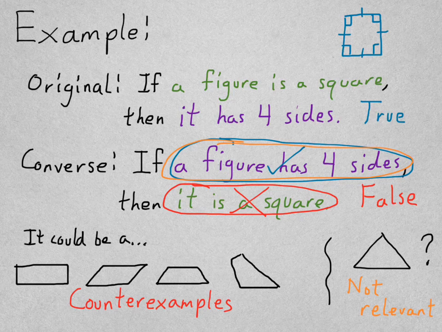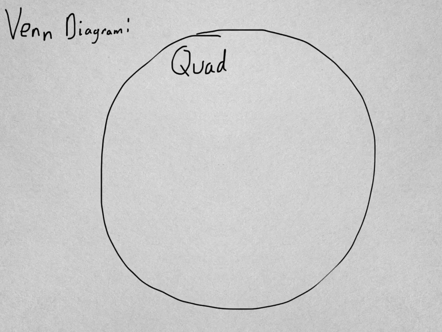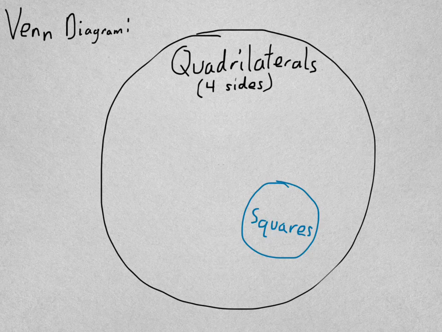Now, you might be wondering, why are we talking about all this? This seems more like English than it does math. Well, in writing these kinds of statements, it helps us classify things, kind of like this Venn diagram. From our previous example, we can conclude that squares are a special type of quadrilateral. So, if it's a square, it has to be a quadrilateral because it's inside that circle. But not all quadrilaterals are squares.